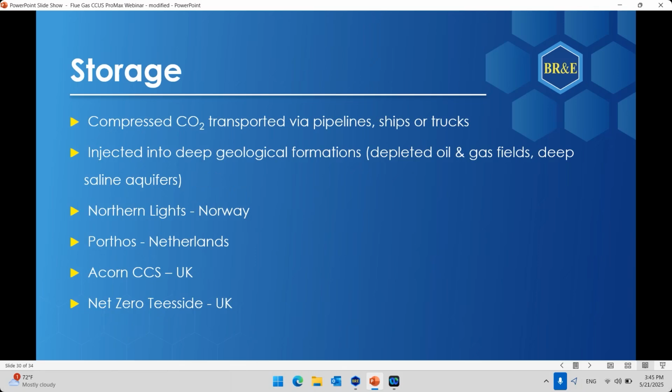And I just wanted to mention some of the projects people talk about. So I think the most famous being the Northern Lights in Norway. Then we have Porthos in the Netherlands, where it's going to be stored at the offshore depleted gas fields. And then in Scotland, there is the Acorn CCS, and in the UK as well, it's the Net Zero Teesside. So all of these projects are going to be storing CO2. And I'm sure some of you know much more about this than me, and maybe some of you are involved with this. So if you want to share some of your knowledge, go ahead in the chat. We'll be happy to hear it.